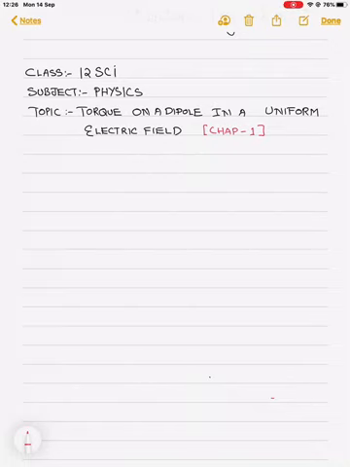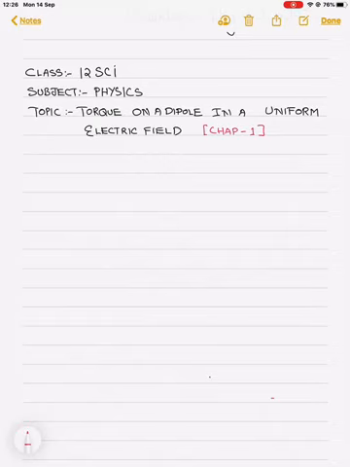Class 12 Science, Subject Physics, Topic: Torque on a Dipole in a Uniform Electric Field. Chapter 1. So today we will discuss the torque on a dipole in a uniform electric field. Now for that we need to first draw the diagram.